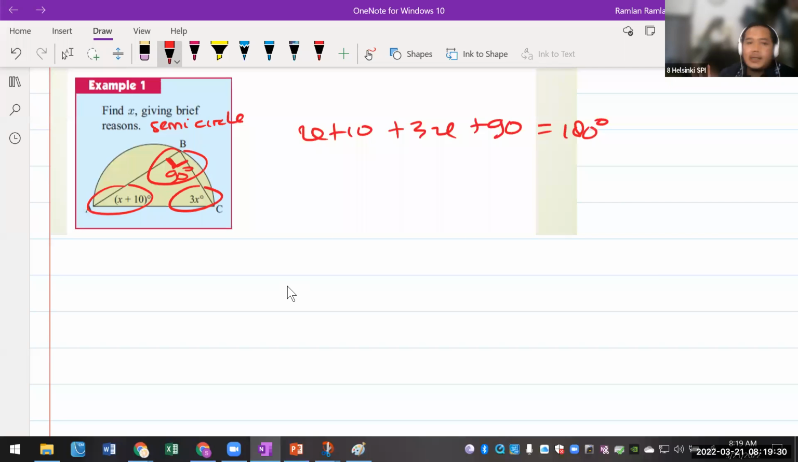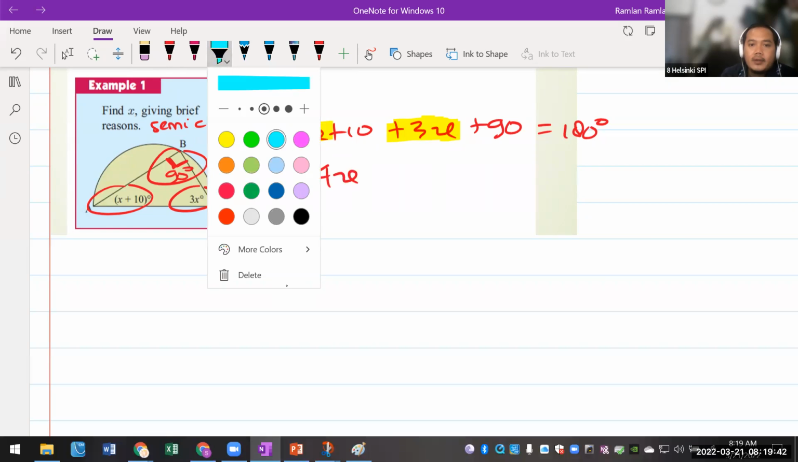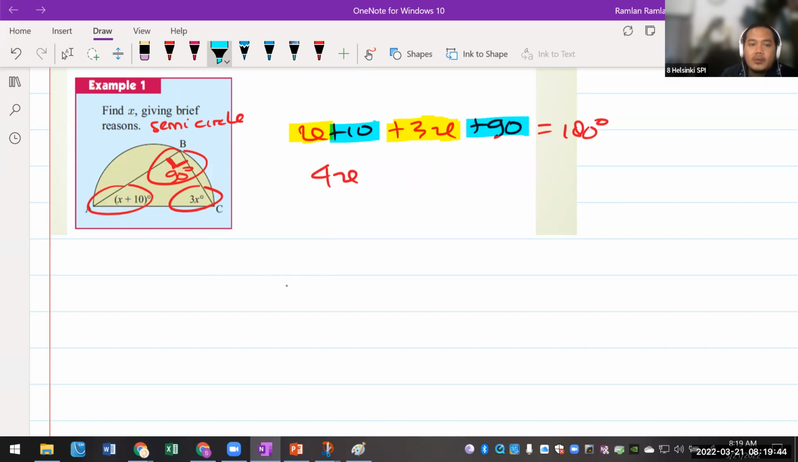Okay, so we can just simplify. Remember, these two are like terms, so we can add them. That will be 4x, and then we also have this one over here and this one over here. So that will be 100 equals 180.